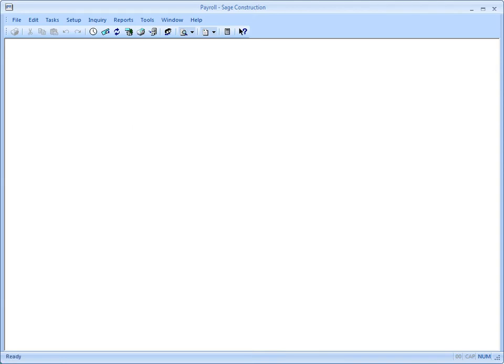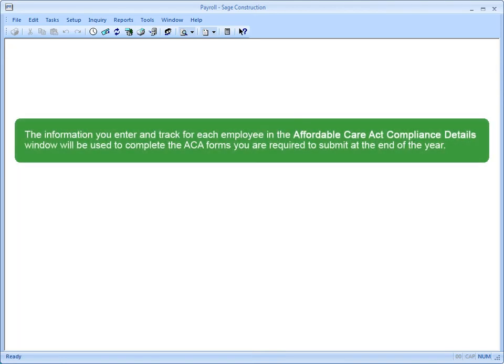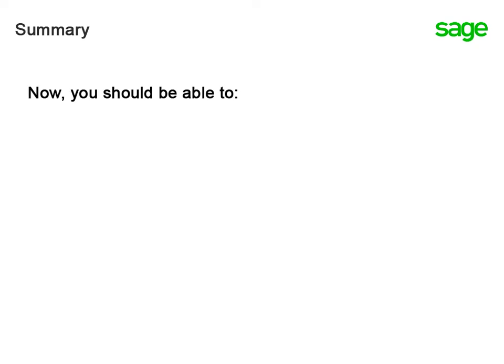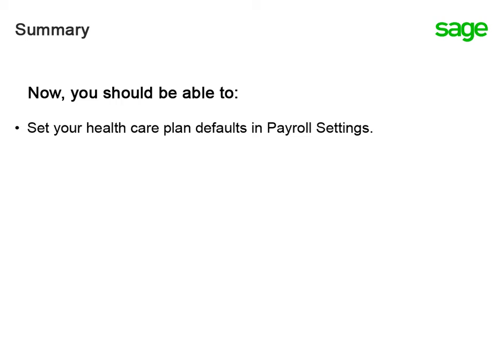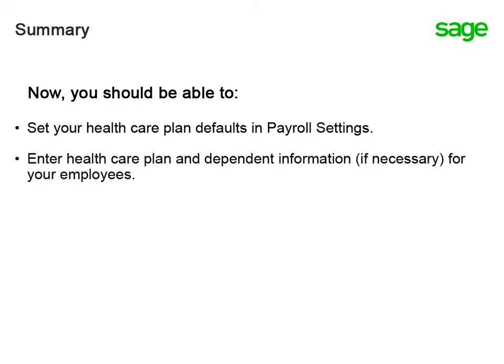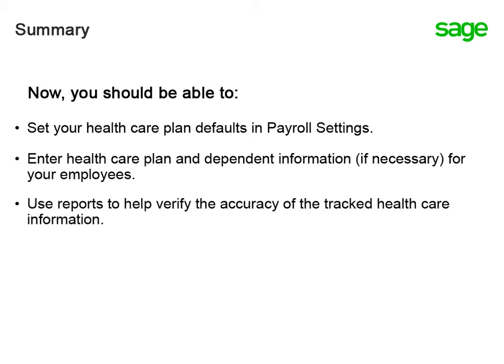At the end of the year, when you need to prepare your ACA tax forms, you will use the information that you enter in the Affordable Care Act Compliance Details tab for each employee, which you can review periodically with the reports we just looked at. Now that you have completed this lesson, you should be able to set your healthcare plan defaults in payroll settings, enter healthcare plan and dependent information if necessary for your employees, and use reports to help verify the accuracy of the tracked healthcare plan information.